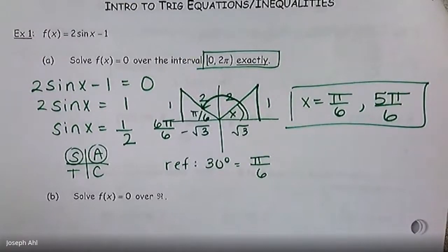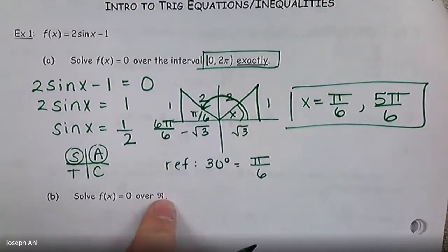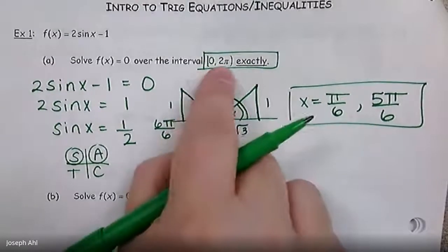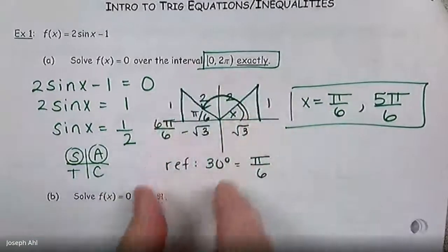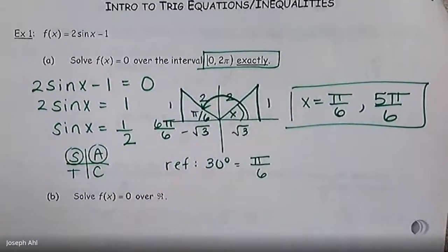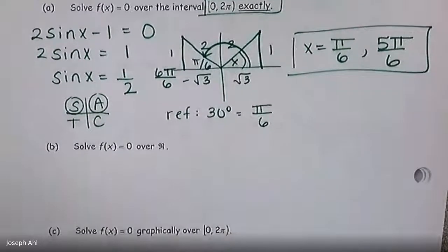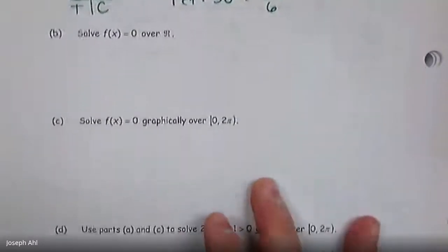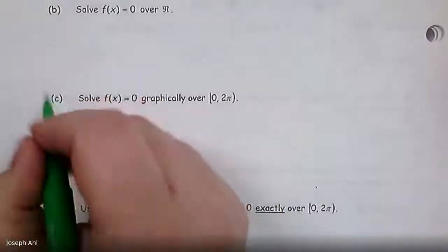The next part of the question says to solve the same thing, but over the set of real numbers. What I mean is this was a short interval, only 0 to 2 pi. There would be more answers if you extend this out over the entire domain of the function. But before I do that, I think it will make a little more sense if we do part C first.